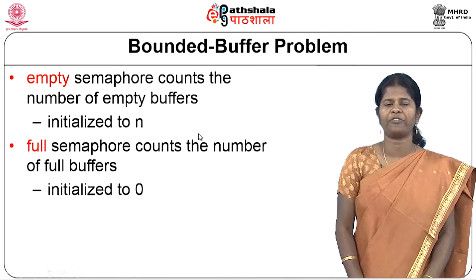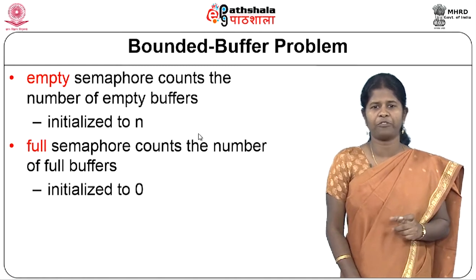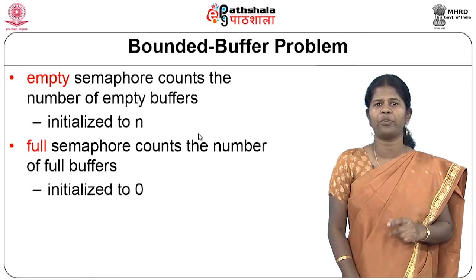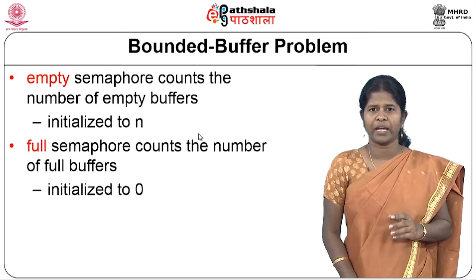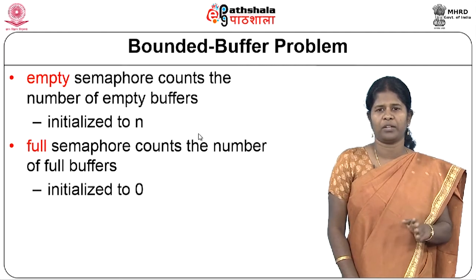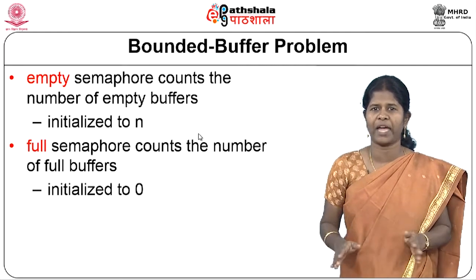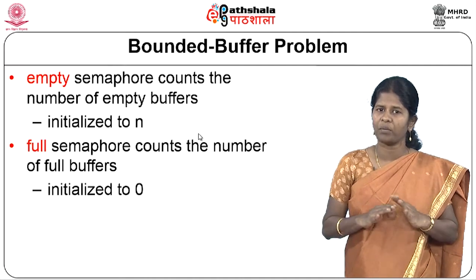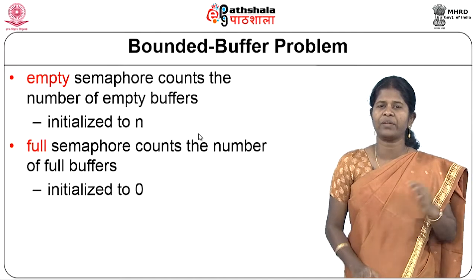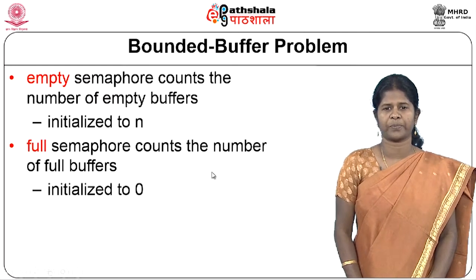And then we have another semaphore called the full semaphore. The full semaphore counts the number of full buffers, that is, it tries to maintain a count of how many buffers are full. Initially no buffer is full, the producer has not placed any item in the buffer, and hence the initial value of the full semaphore is set to 0.